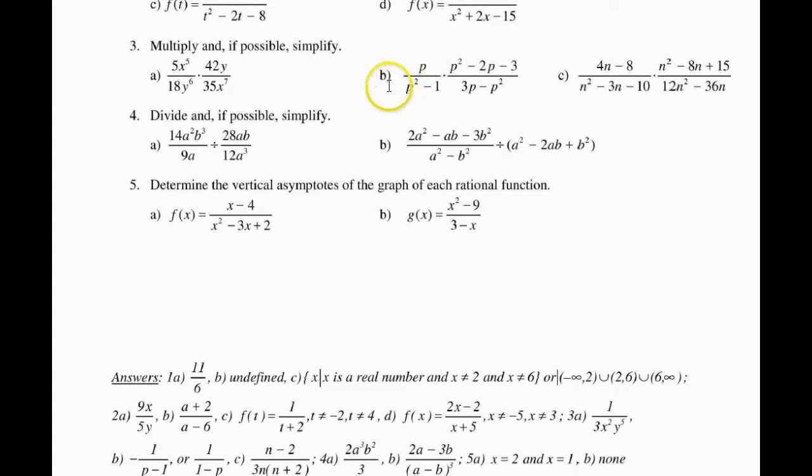Now for letter B, I should say, in which we have p's that are featured. So let's write these out here. And I'll try to be careful with it. p, that's pretty straightforward. Now as we look at this, this is the difference of perfect squares. This is going to factor into its conjugates. So p plus 1, p minus 1.